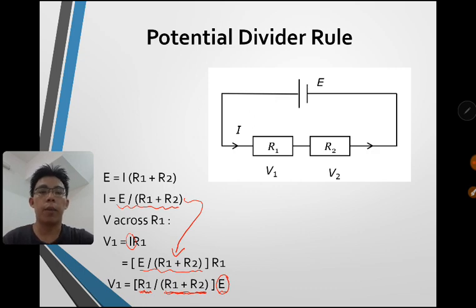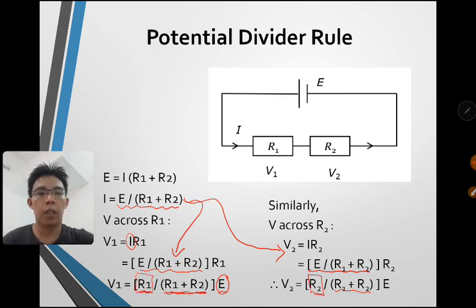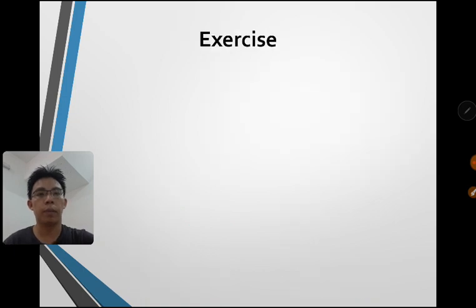Okay, so let's see whether it works for the R2 on the other side. V2 equals IR2, and we sub back the same value of the current, the expansion of the current inside here, and at the end when we rearrange that, you get R2 divided by the total. So that's the difference that you can see between the two, V1 and V2. So whenever you want to get a potential difference of one resistor, you just take its resistance, divide by the total. Okay, so that's how it works.